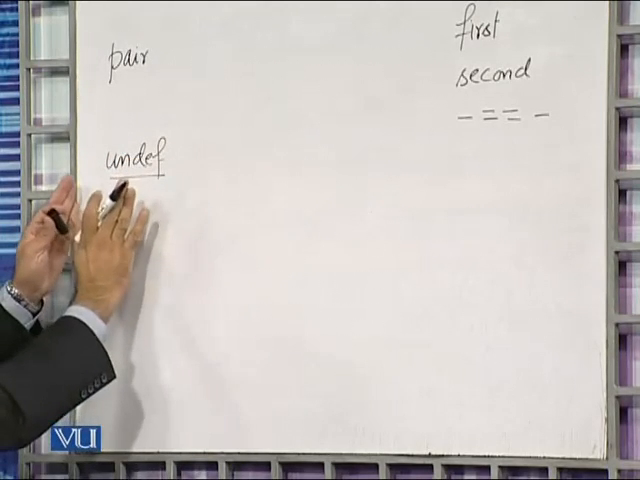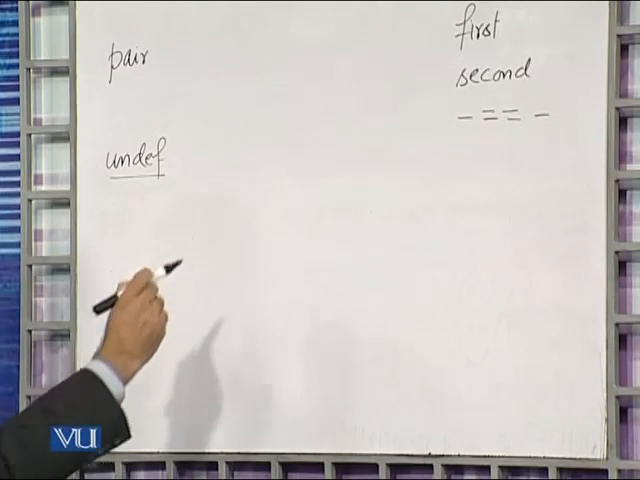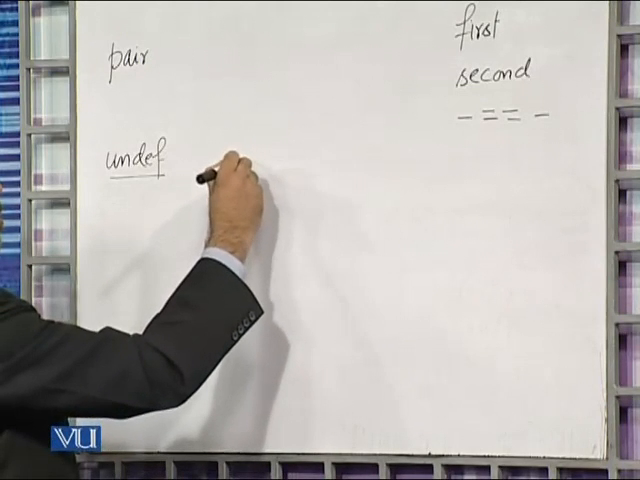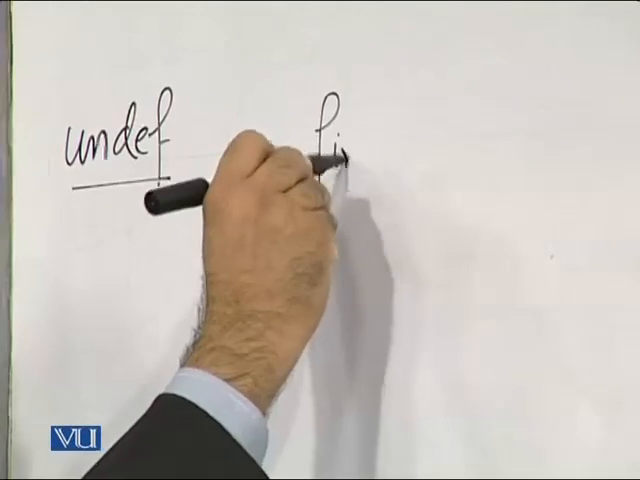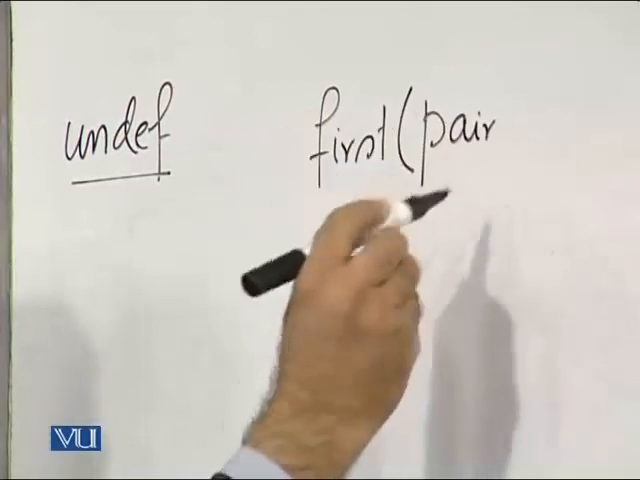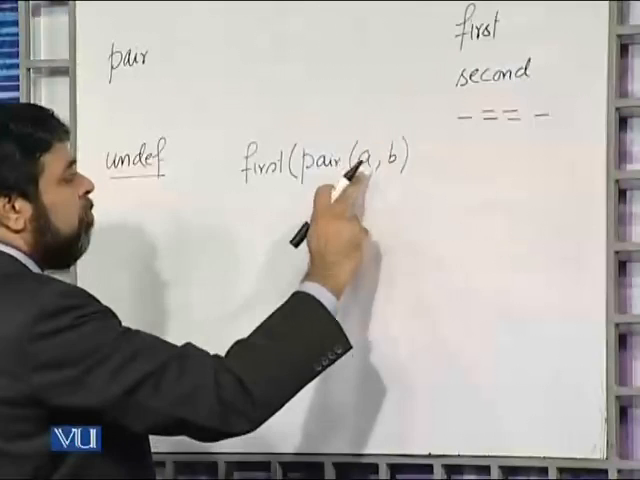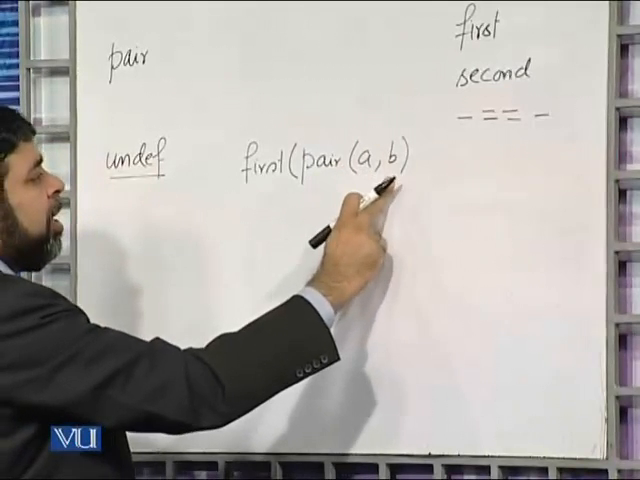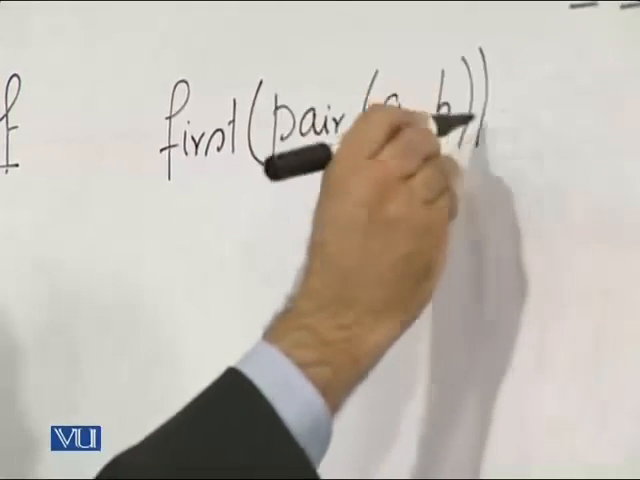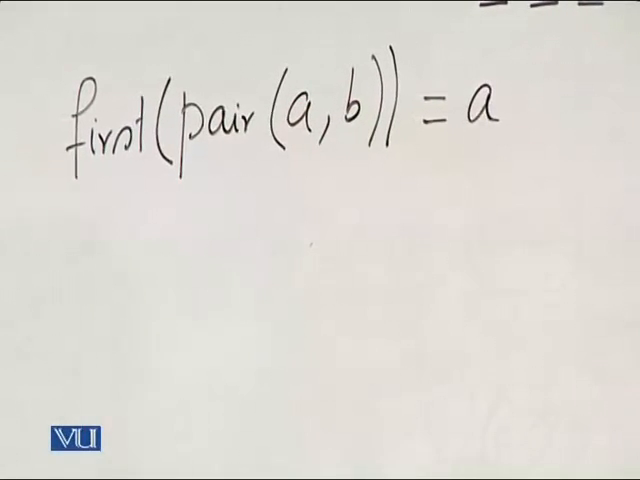But let's keep this aside and let's first write down the axioms for these three. So we say first of pair A comma B, where A is of type A and B of type B, the answer is A. Very simple, straightforward thing. Nothing very complicated about it.